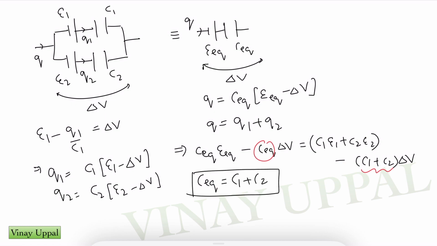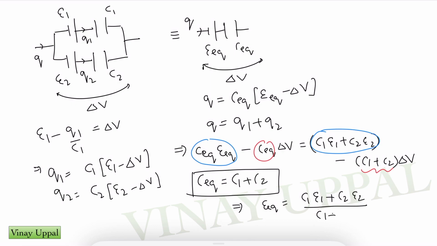In the resistance case, remember we had gotten 1 by R equivalent equal to 1 by R1 plus 1 by R2. And I will also equate the constant terms here, and therefore I will have E equivalent is equal to (C1 E1 plus C2 E2) divided by C equivalent, which is C1 plus C2. So it's a pretty straightforward formula, but it will be very useful to remember this.